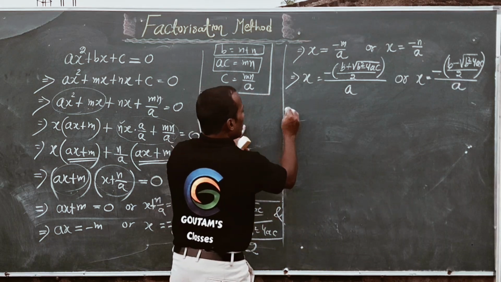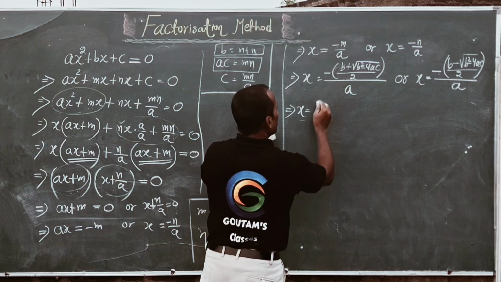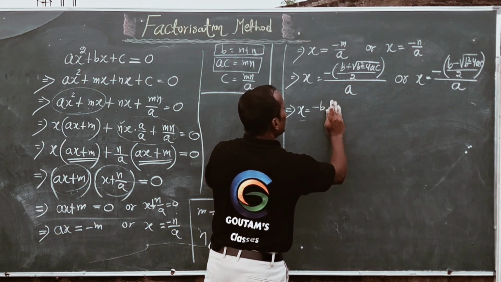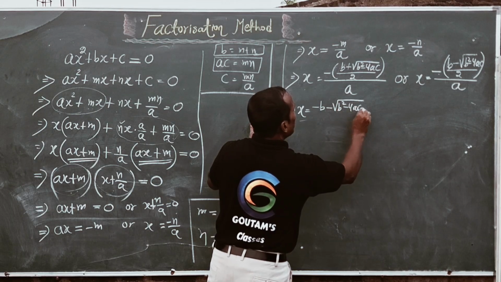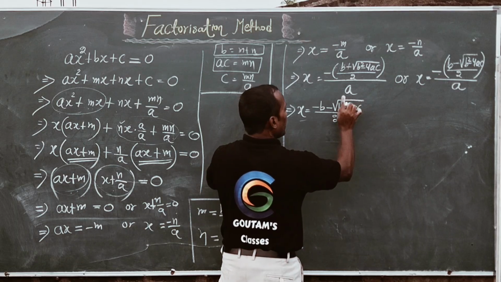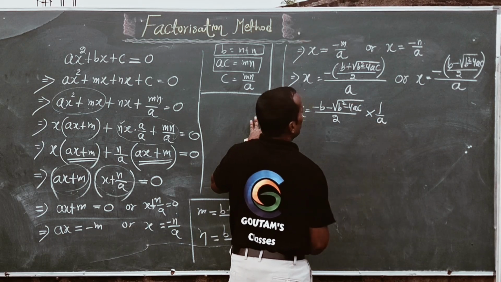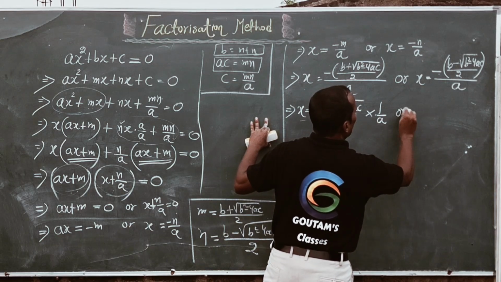Now in the next step, let me show you how it will be done. x equals minus b, minus of plus is minus, root b square minus 4ac by 2. This is my numerator. Denominator is a. I'll write it separately like this, into 1 by a. And the second part also, let me show you.